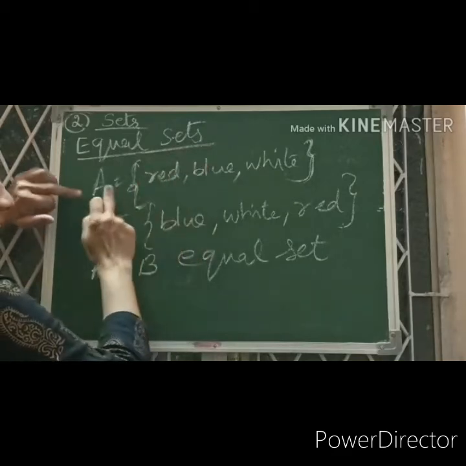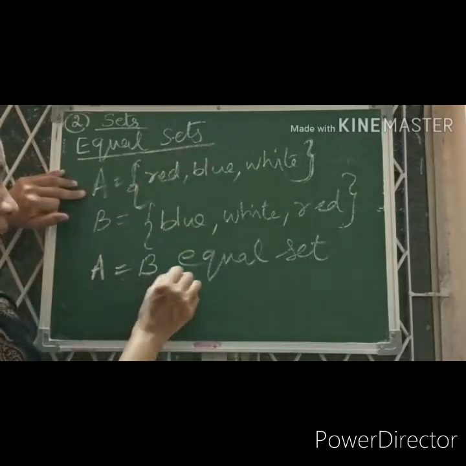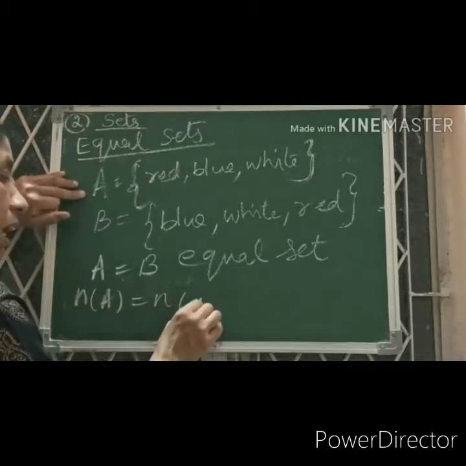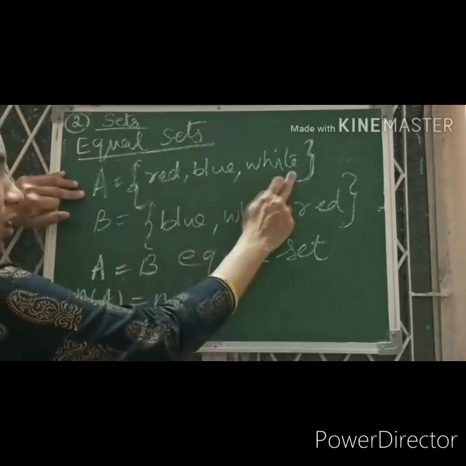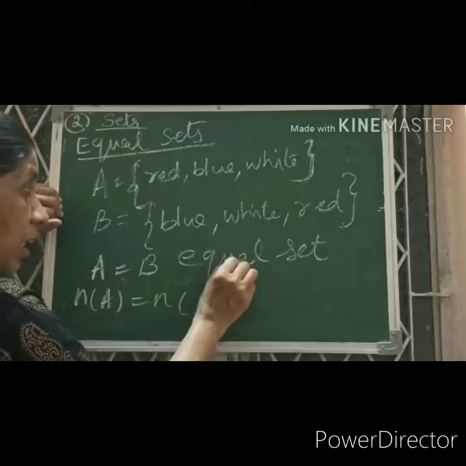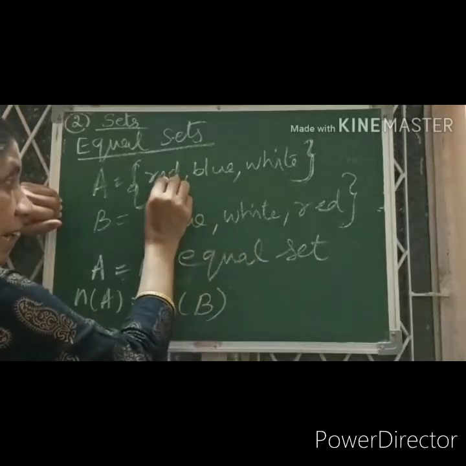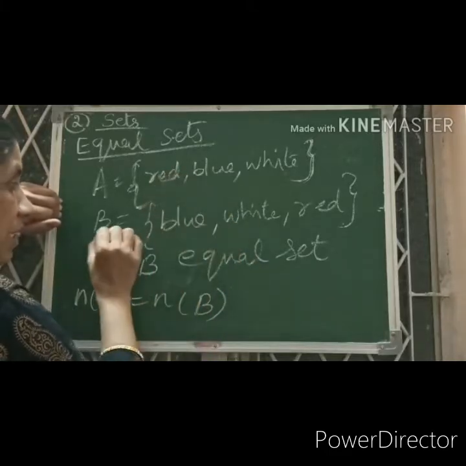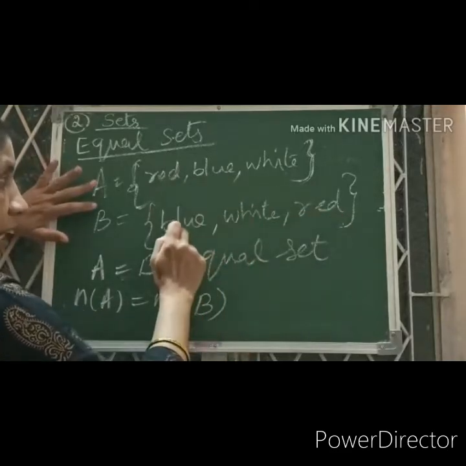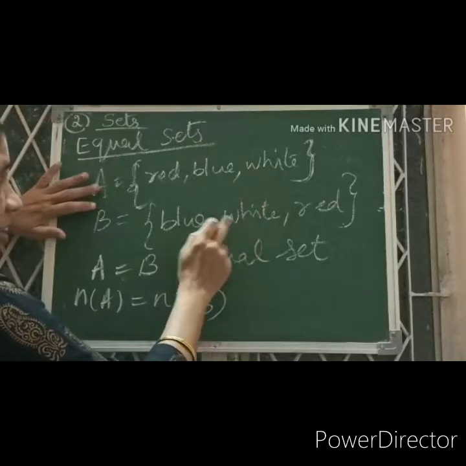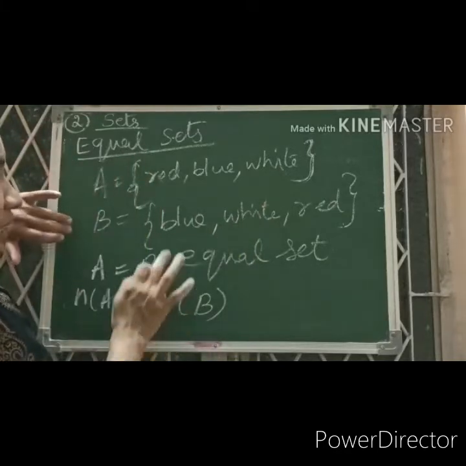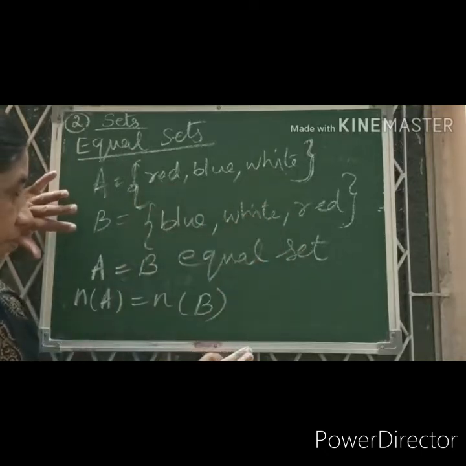Set A is equal to B, equal sets. n(A) is equal to n(B). Number of terms 3, number of terms 3, but to say equal sets, see the color red. Here it is first, whereas in set B it is third. That doesn't matter. Red is red, blue here is also blue, white is also white. So equal sets means same number of terms, exactly the same thing.